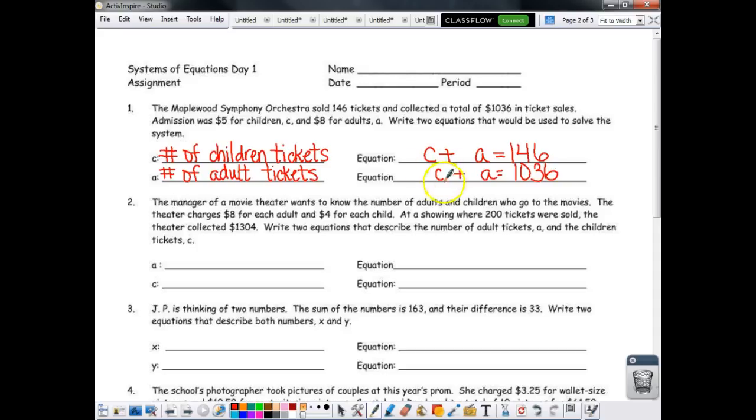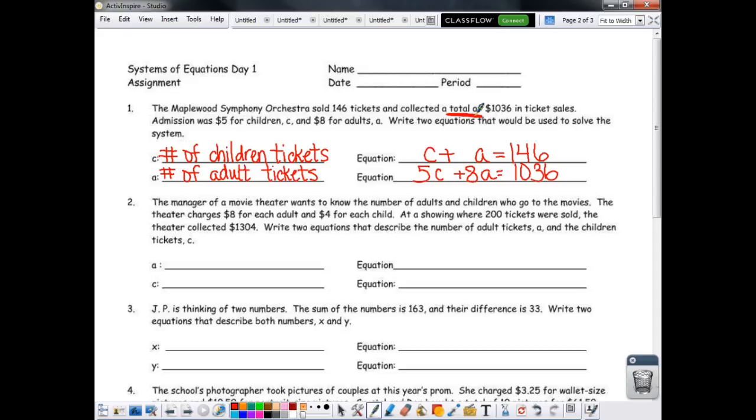So the children's are $5. So the children's are 5, and the adult is 8, right? Does that make sense? Because this is money, so I have to multiply by the cost. And so now I have 2 equations. Okay, because you're looking for total of, right? When you see total of, that tells you something together is going to equal that.